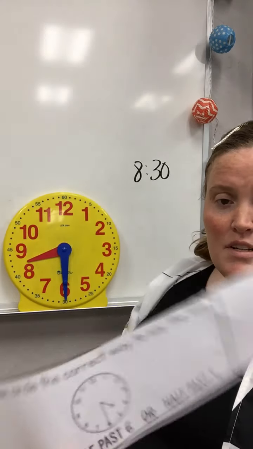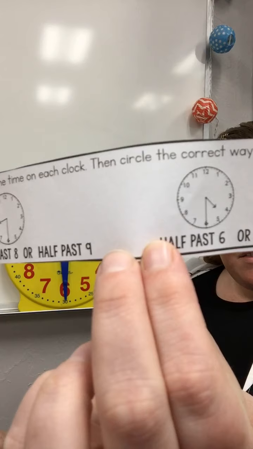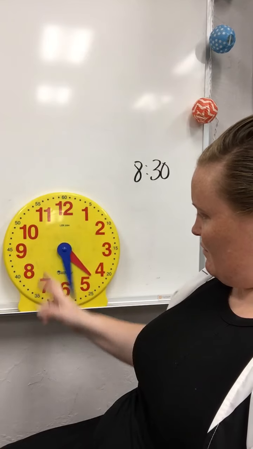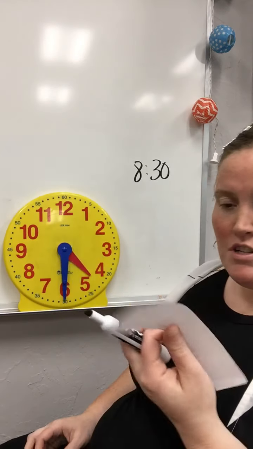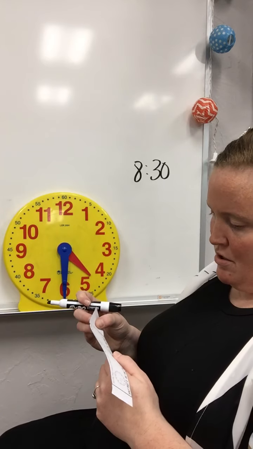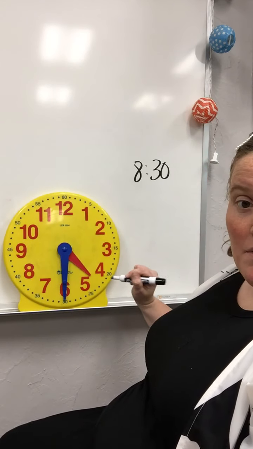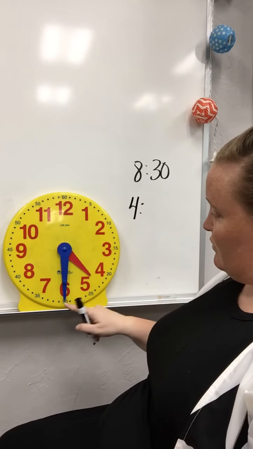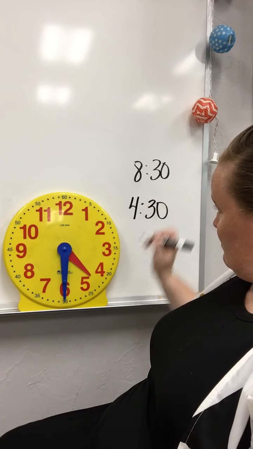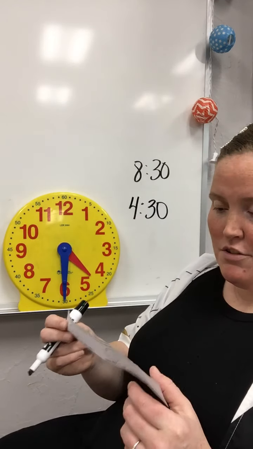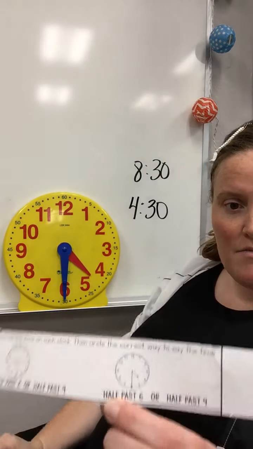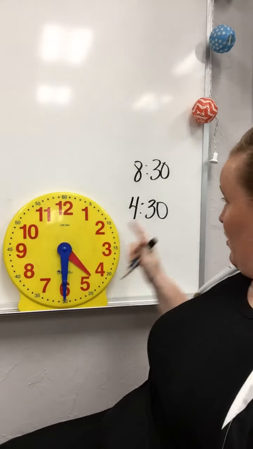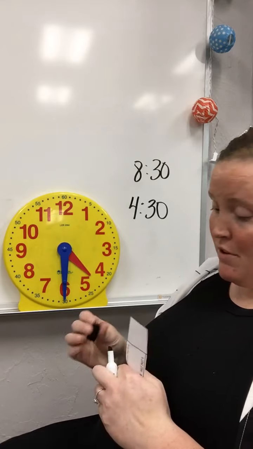Okay, then the next one, let's see what it has. It has the little hand between the 4 and the 5. So the hour hand is between the 4 and the 5. And then it's on the 6, which is 30. So we got a 4, because it's not all the way to the 5 yet. So we know it's still 4 something. 4:30. So you're going to write that, and then you'll circle. This says, is it half past 6 or is it half past 4? Well, we know it's half past 4 because it's 4:30. So you'll circle that, okay?